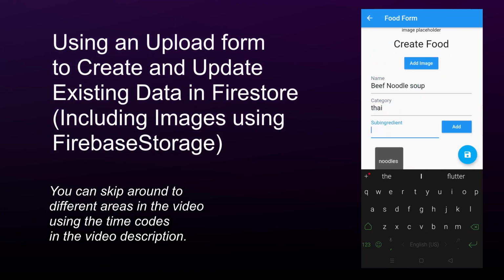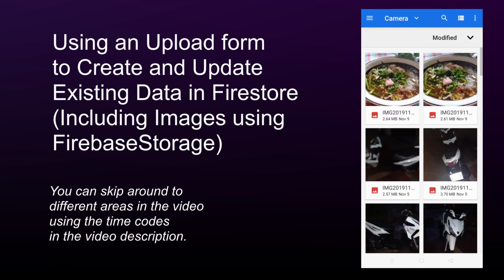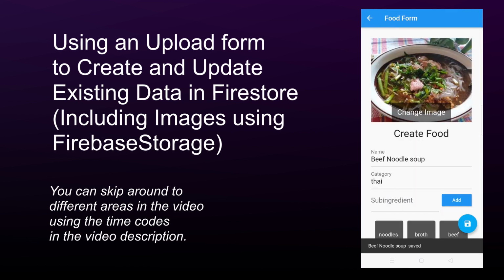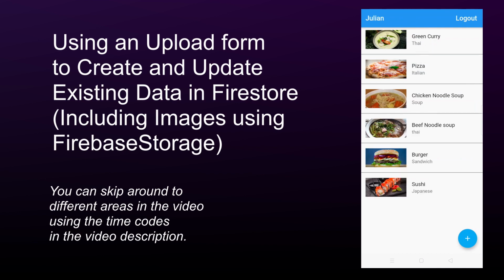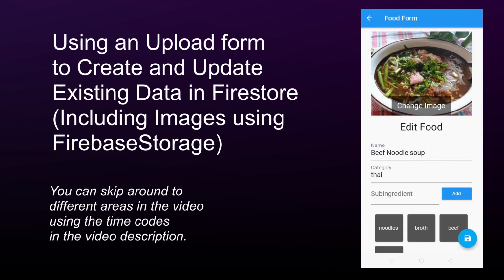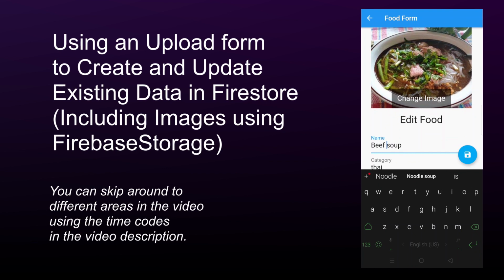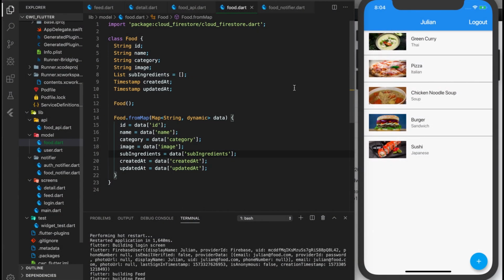In part 1, we talked about how to actually create a new user in Firebase. And in part 2, we talked about how to get data from your Firestore database. And in part 3, we're going to talk about how to create new data and update data in your database. So as you can see here on our screen, we have our feed and we're in our food object. I created a new timestamp field and we have it in our from map constructor here too.